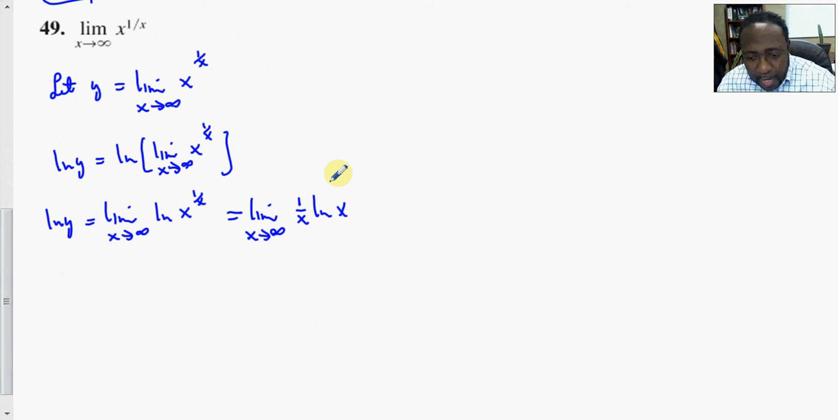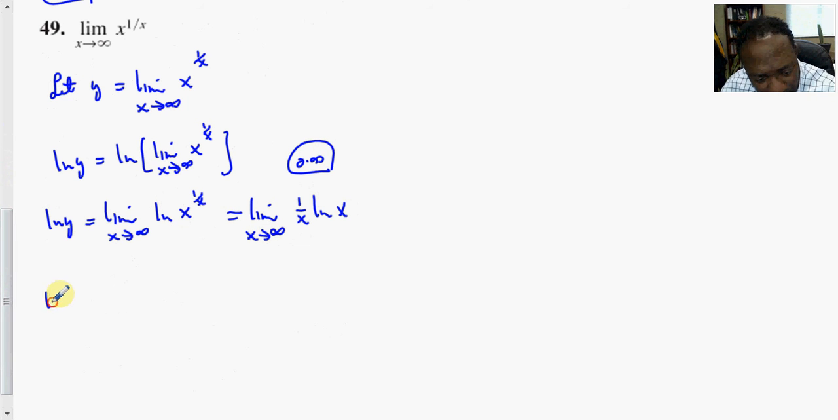Now let's see, what do we have in terms of checking to see if this is an indeterminate form. Well, this is 1 over x as x goes to infinity, so this gives us 0, and then this is times the natural log of x as x goes to infinity. This is times infinity, so here we get 0 times infinity, another indeterminate form. And so if that be the case, then we apply L'Hopital's rule.